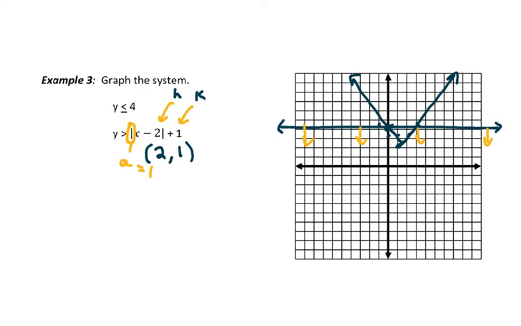And this one is greater than. Greater than is going to mean that my shading is going to be inside of this V shape. If I am below my horizontal line and above or inside my V-shaped graph, that means that I'm shading this small region right inside of here. All right, so let's continue.